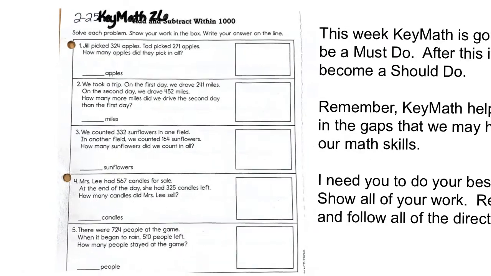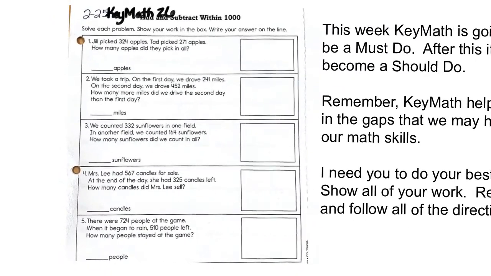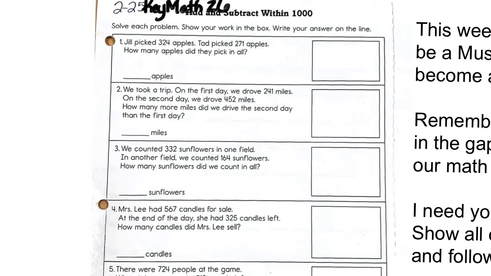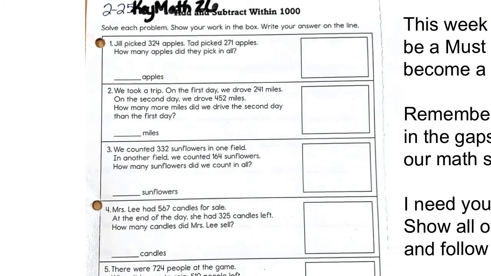So on this first page, it says to solve each problem, show your work in the box, write your answer on the line. So for example, to start off with, it says Jill picked 324 apples, Tad picked 271 apples. How many apples did they pick in all? Well, that word of in all means to add. So we are going to add our problem.